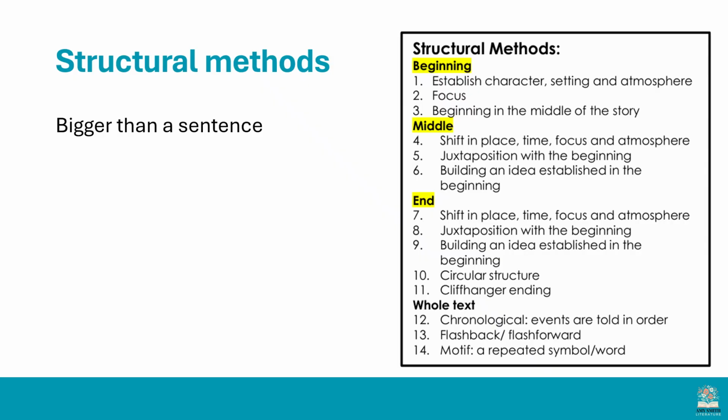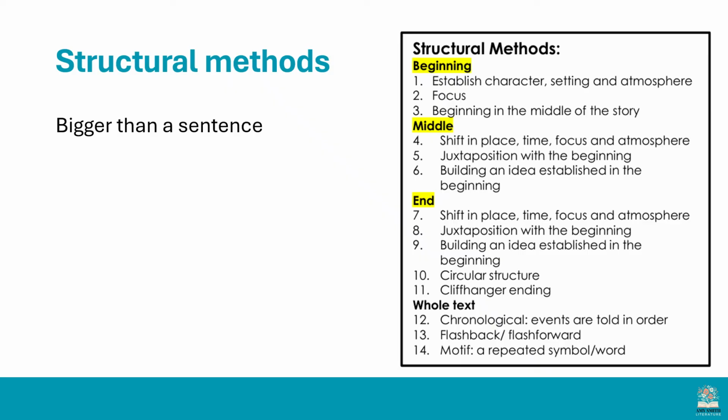In the middle of the text, we might see a shift in place, time, focus, atmosphere. We might have some juxtaposition with the beginning, or we might have a writer who's building an idea that's established at the beginning. If we look at the end of the text, again, we might have a shift in place, time, focus, atmosphere. Again, we might have juxtaposition with the beginning. Again, the writer might be building an idea established in the beginning.